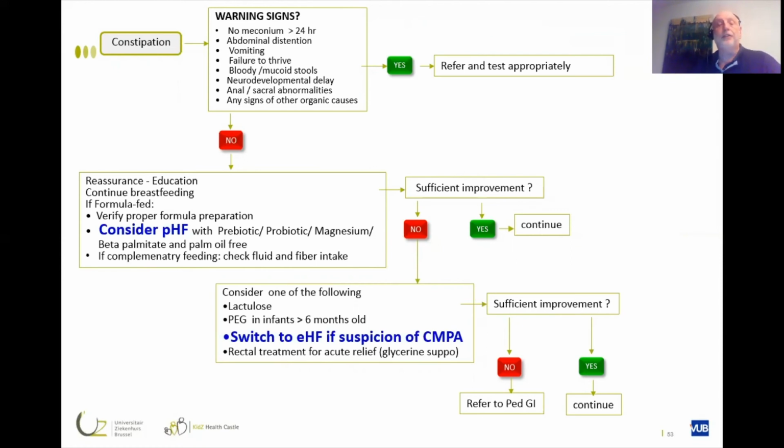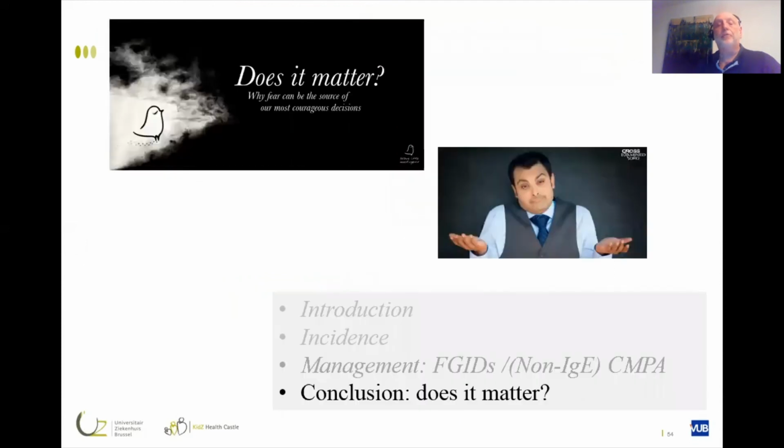If there is insufficient improvement, think again that allergy may be the cause of this infant constipation, and think about, among other possible interventions such as lactulose or polyethylene glycol, switching to an extensive hydrolysate in case of suspicion of cow's milk protein allergy.